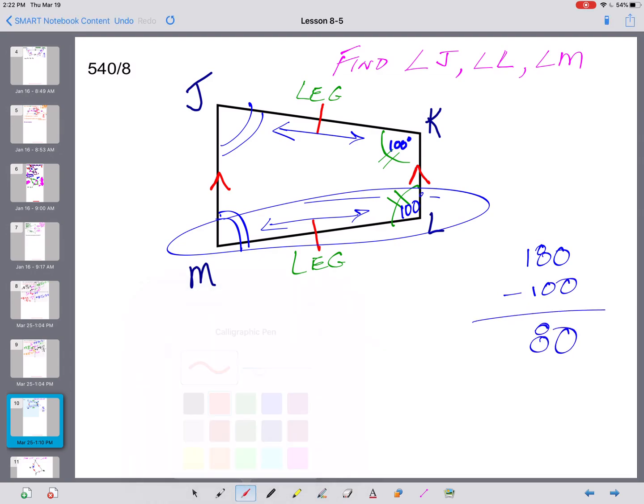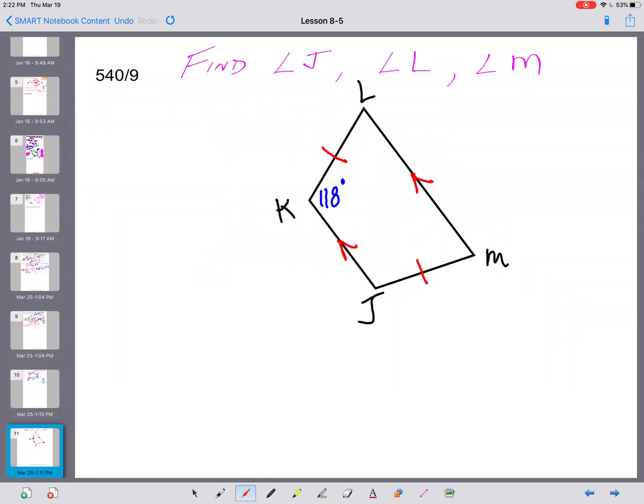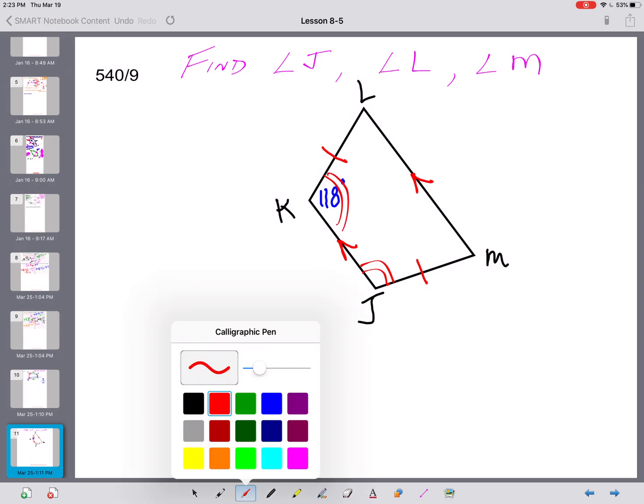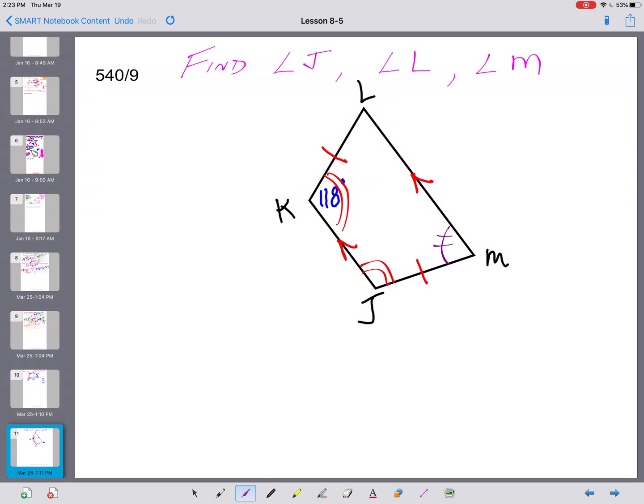Let's do it in red. 80 degrees for this one. 80 degrees here. We've got all 4 angles. Okay, let's look at this one. Another isosceles trapezoid. Okay, hey, once again, base angles are the same. These two are the same, and these two are the same. Okay, so here we go.